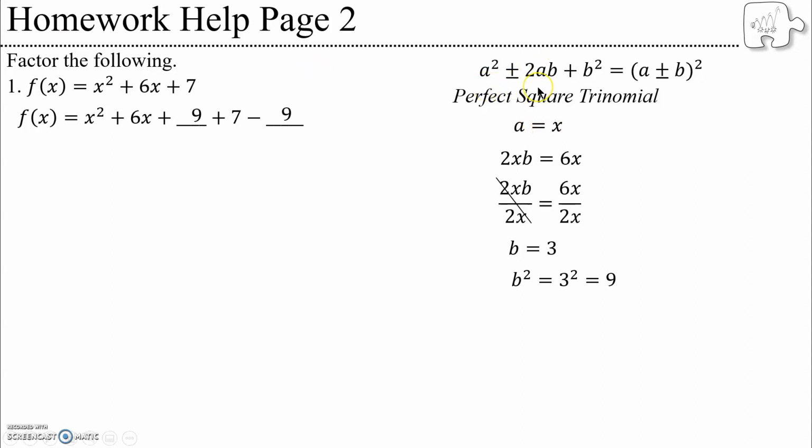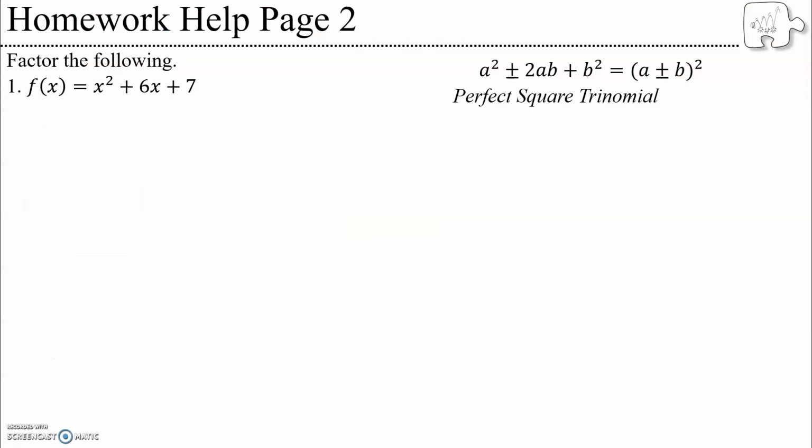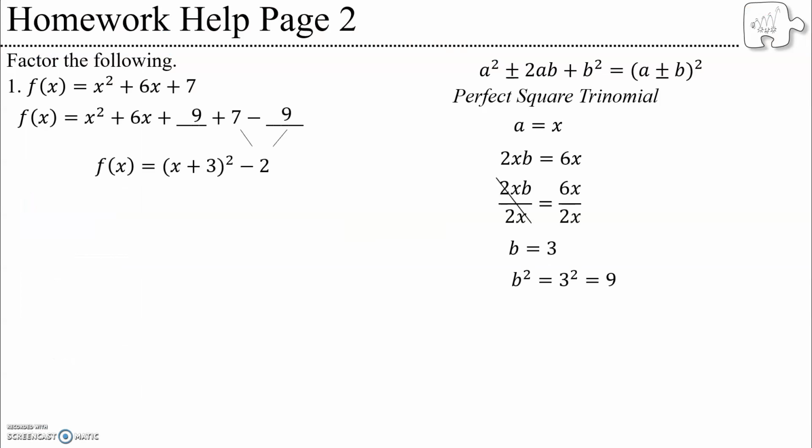Remember that our perfect square trinomials factor to be x plus b squared, or if it's a minus, then it'll be minus b squared. So now we have our a is x, our b is 3. So this is just going to be x plus 3 squared, and we have to combine these. 7 minus 9 gives us -2.